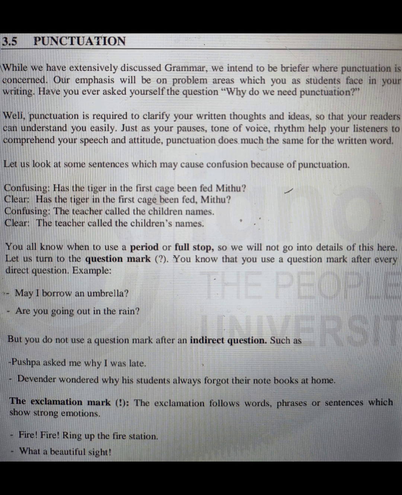You know that you use a question mark after every direct question. Example: May I borrow an umbrella? Are you going out in the rain? But you do not use a question mark after an indirect question, such as, Pushpa asked me why I was late. Devendra wondered why his students always forgot their notebooks at home.